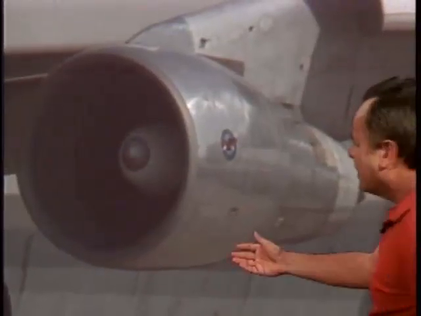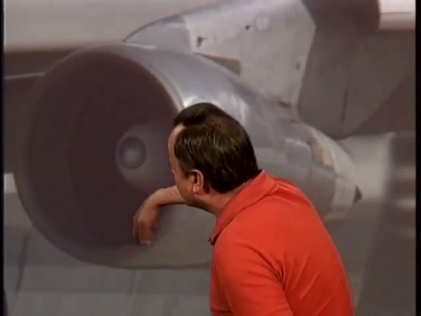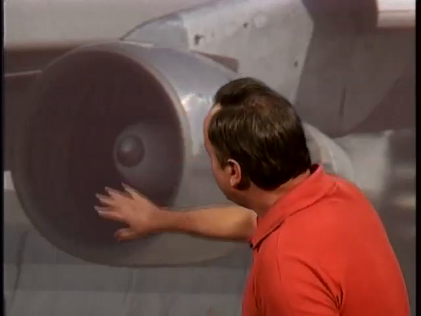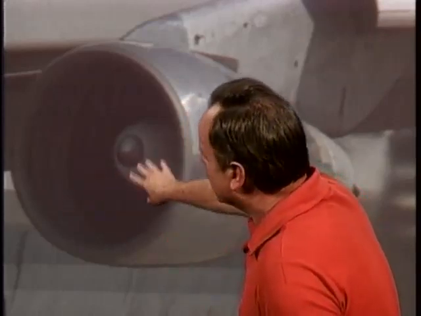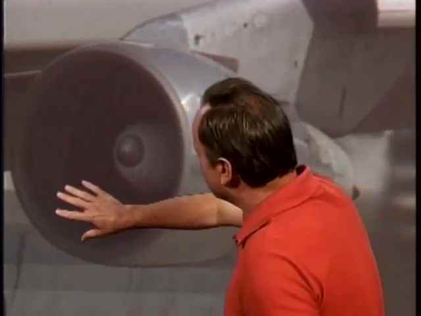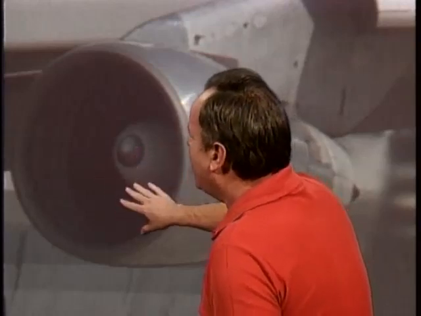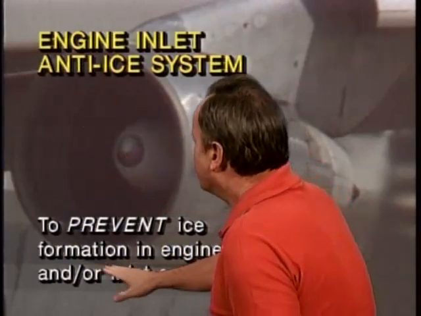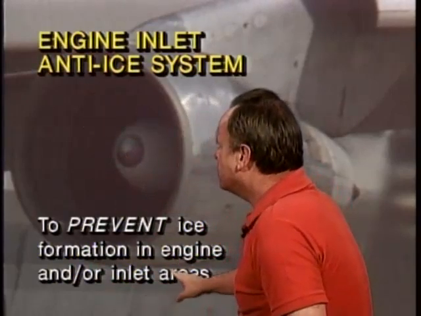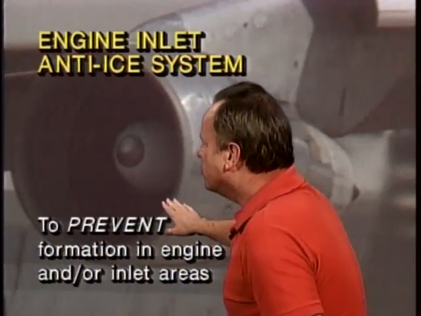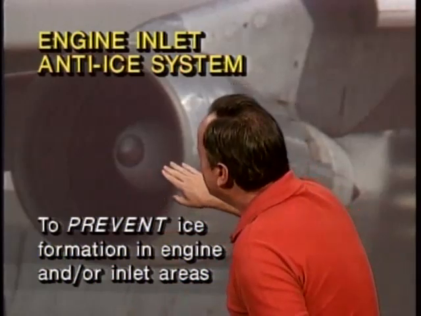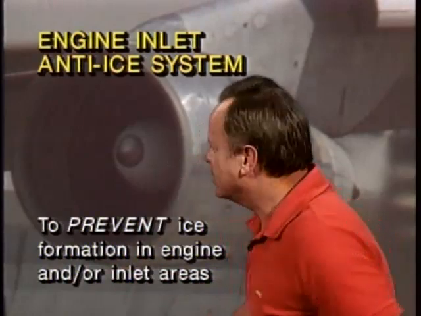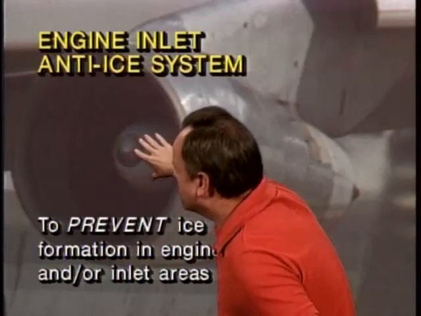You know, when you realize how tremendously fast all of these parts are rotating around inside a turbine engine, you realize that anything that gets inside that engine could cause disaster, and that includes any ice. You don't want any ice to go through this engine. So you have an engine inlet anti-ice system, and that's to prevent ice formation in the engine or in the inlet areas of the engine. And anti-ice is not used for ice removal, because if you use it for ice removal, the ice could break off and get through the engine. That'd be a real problem.